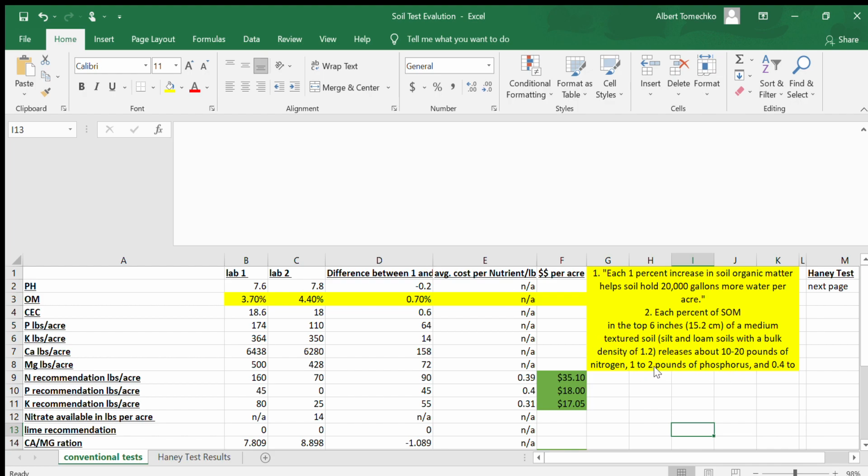One thing I will note is look at phosphorus. Only 1 to 2 pounds per acre made available with an increase of 1% of organic matter. That just goes to show you how bound up and immobile phosphorus is in the soil profile. But nonetheless, we'll keep moving here, but I just want to highlight that.